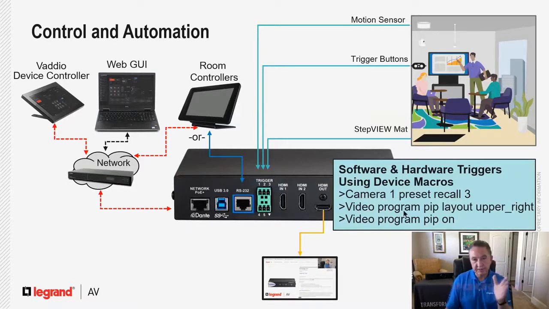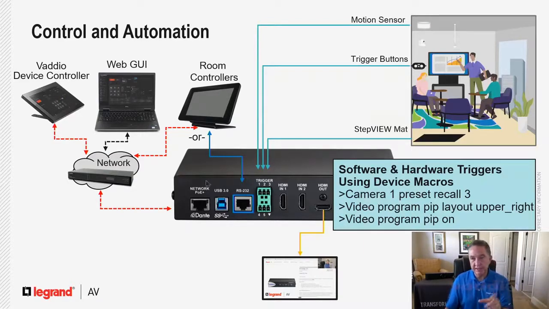Video program, which means the output, picture-in-picture, PIP, turn layout on upper right. So enable the upper right layout and then video program, turn PIP on. So that would move a camera and turn picture-in-picture on. Real simple command line syntax, just get in the manual and you can look it up. So what do you do with those triggers?